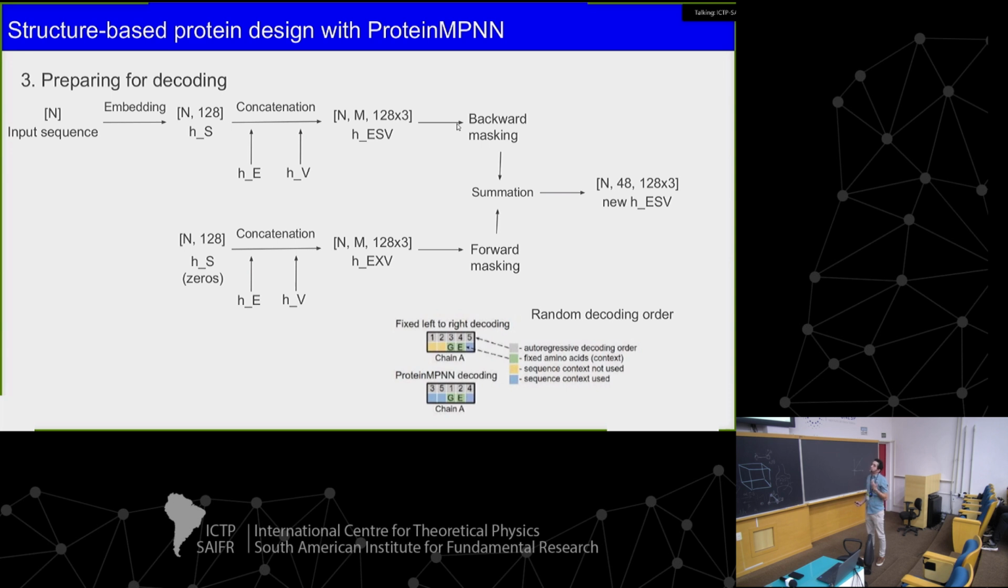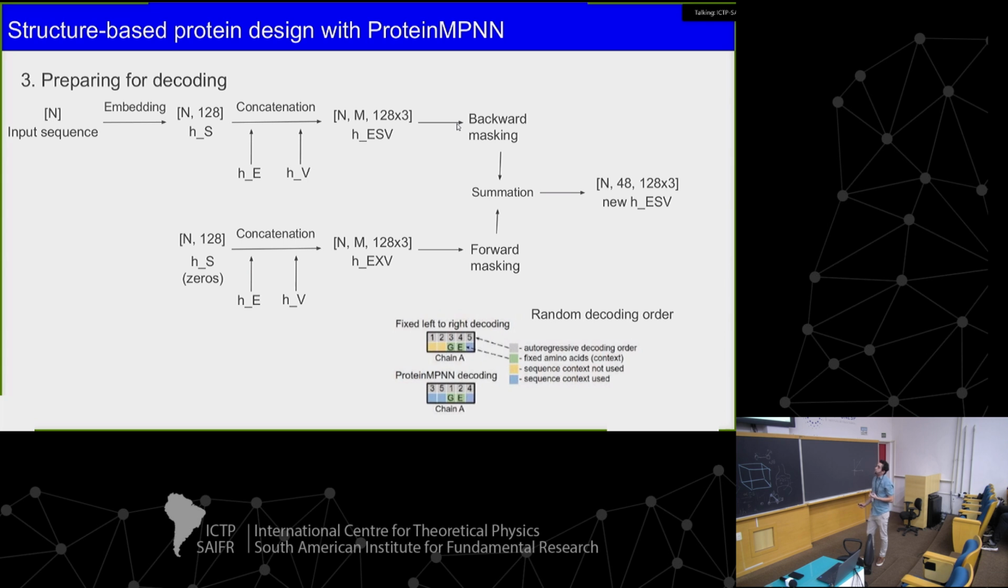I mentioned that the decoder also sees some parts of the sequence. So, if you have, for instance, your input sequence, you convert this, you create an embedding. So each amino acid of the sequence will be represented by a vector of numbers with the length 128. This is the HS. The information of the sequence will be concatenated with the information of the edges and the information of the nodes into a single array called HESV.